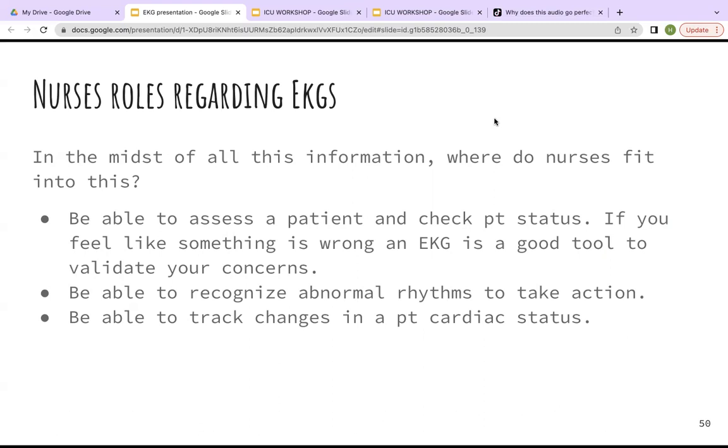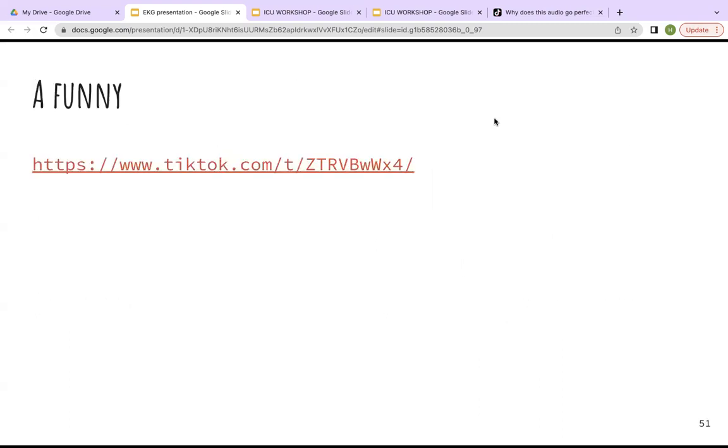You may not be able to remember, oh, is that a type 1 or a type 3 heart block? But you know, if you see that in a type 3 that it's not communicating well, you need to call somebody. I just want you to be able to know when you need to start taking action and be able to track changes in a patient's cardiac status.